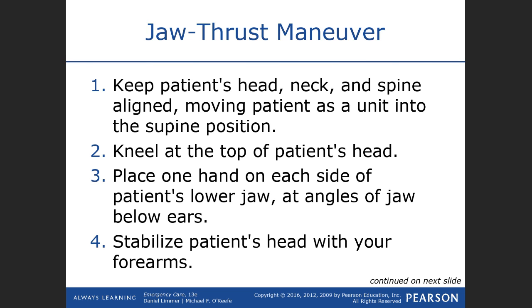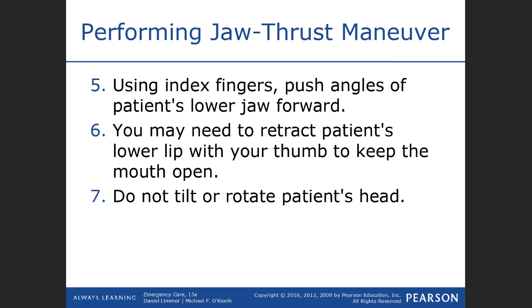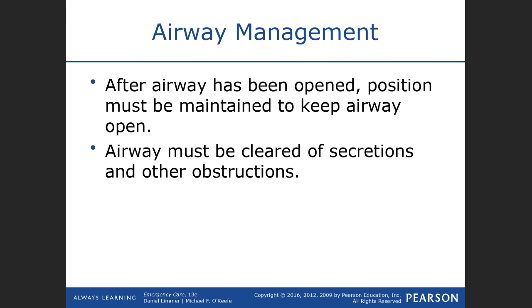To keep the patient's head, neck, and spine aligned, move the patient as a unit into the supine position. Kneel at the top of the patient's head, place one hand on each side of the patient's lower jaw, at the angles of the jaw below the ears, and stabilize the patient's head with your forearms. Using index fingers, push angles of the patient's lower jaw forward. You may need to retract the patient's lower lip with your thumb to keep the mouth open. Do not tilt or rotate the patient's head.